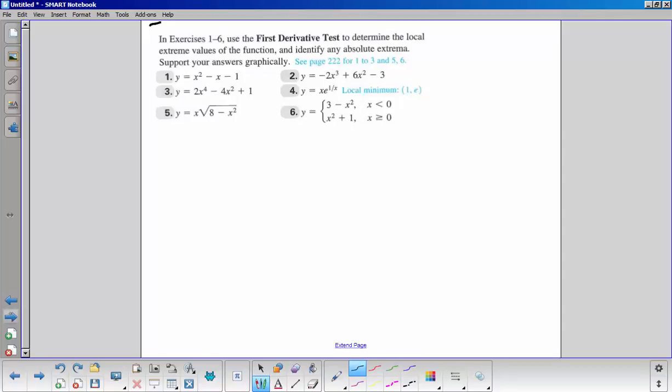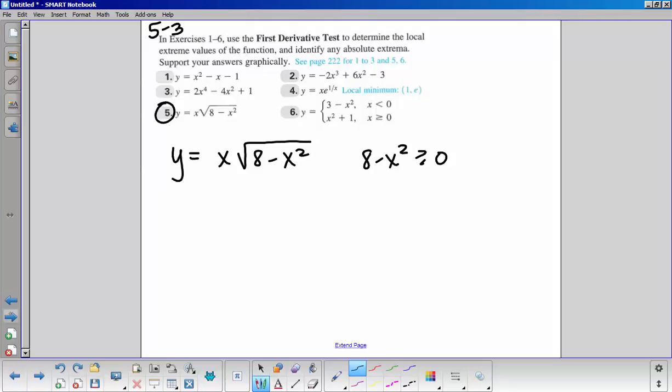5-3. We're going to use the first derivative test to determine local extreme values of functions and identify absolute extrema. So we're going to do number 5. We get y equals x root 8 minus x squared. Does this function have a domain problem? Yes, it does. And this is an upside down quadratic, so 8 minus x squared has to be greater than or equal to 0. What makes this 0? Root 8 and negative root 8.